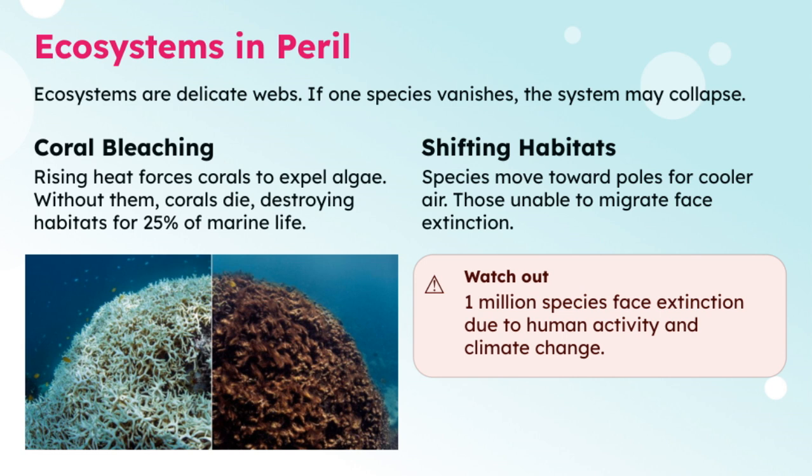Climate change also causes shifting habitats. As temperatures rise, some species move towards the poles or to higher altitudes in search of cooler conditions. But not all species can move. Some are trapped by geography, urban development, or the speed of climate change. Species that cannot adapt or migrate may face extinction.